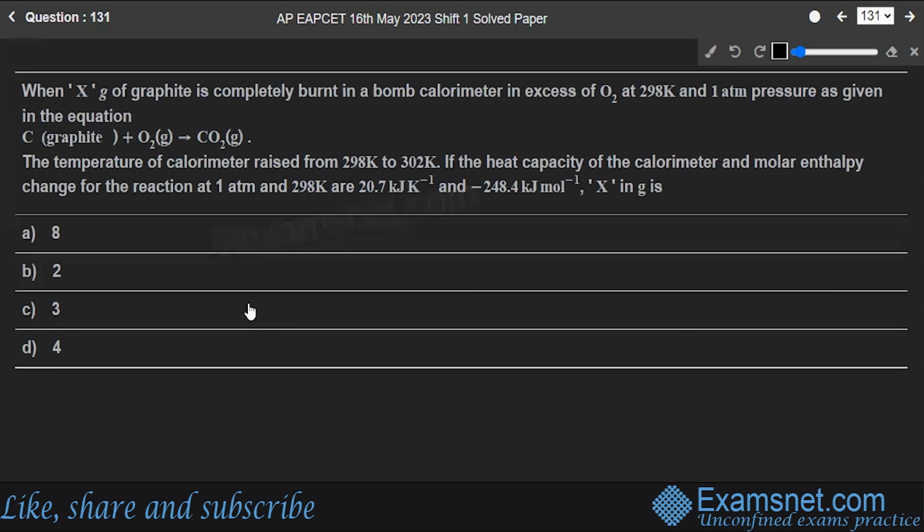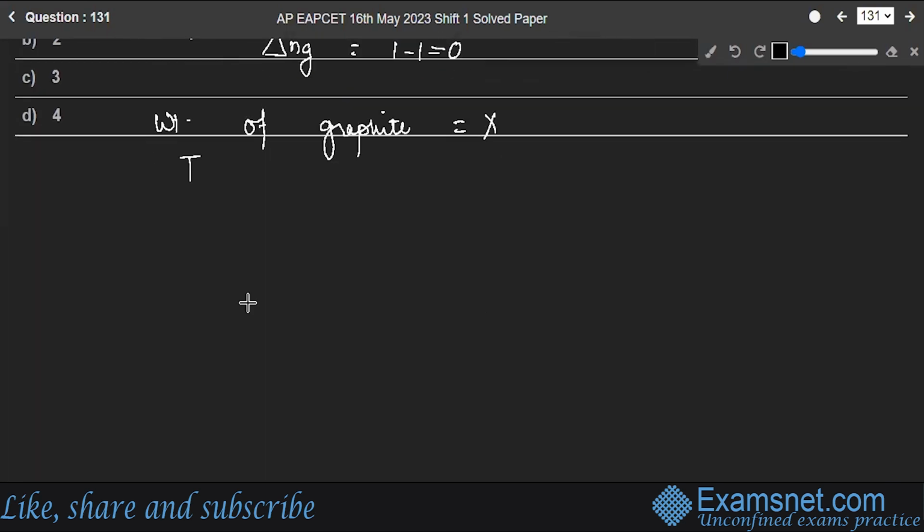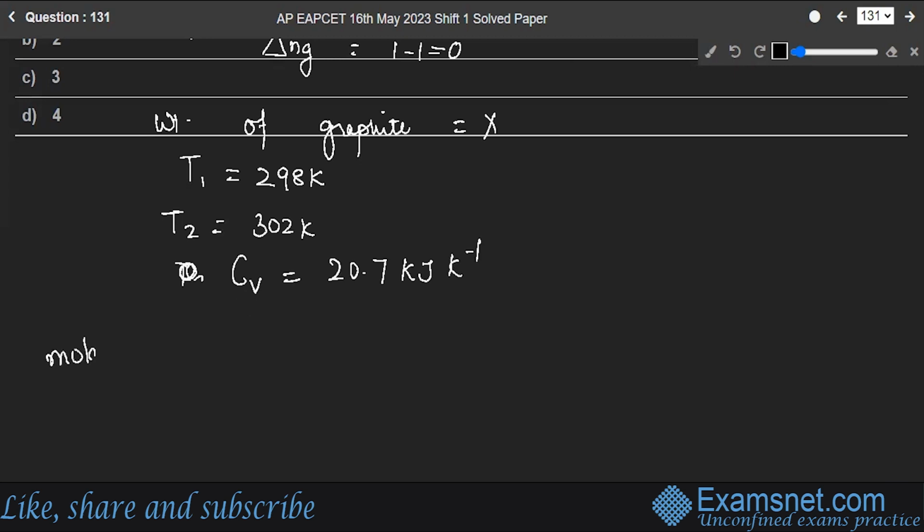Okay, let's write down the reaction first. We have the carbon, which is in the graphite form. Oxygen, gaseous, will give you carbon dioxide, which is gaseous. So delta Ng will be 0. Weight of graphite is equal to X. Here you have T1, 298 Kelvin, T2, 302 Kelvin, CV as 20.7 kilojoules per Kelvin. Molar enthalpy change delta E is equal to minus 248.4 kilojoules per mole.